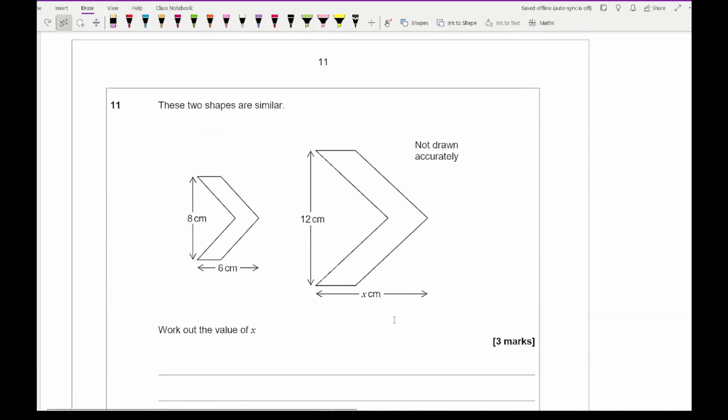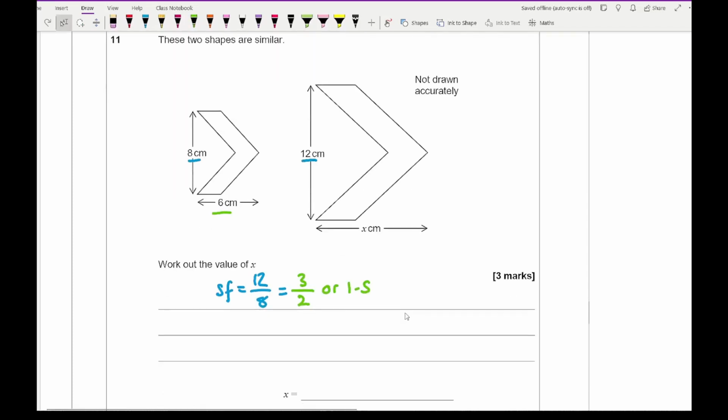Moving on to question 11, it says here are 2 shapes that are similar, and the question is asking us to work out X. So here, first thing we need to work out is the scale factor, in which I'll use 12 and 8. So it's going to be 12 divided by 8, and I can simplify it, which is going to be 3 over 2, so also 1.5. So then to work out X, I'm going from the small shape to the big shape. So X equals 6 times the scale factor, and that's going to give me an answer of 9 centimetres.